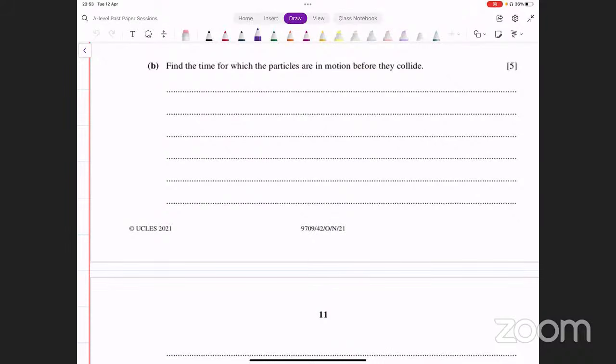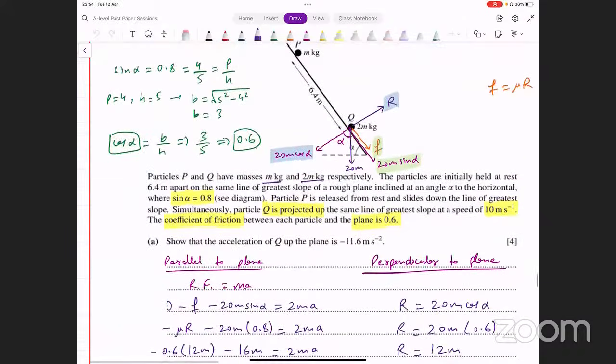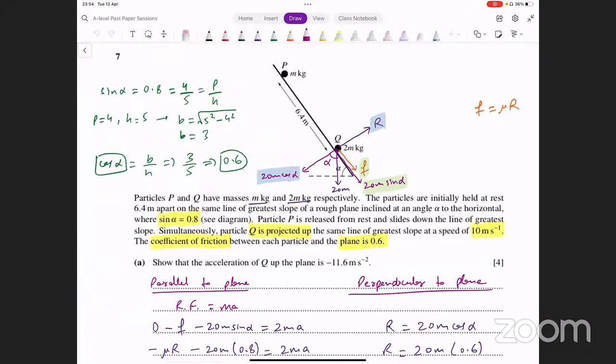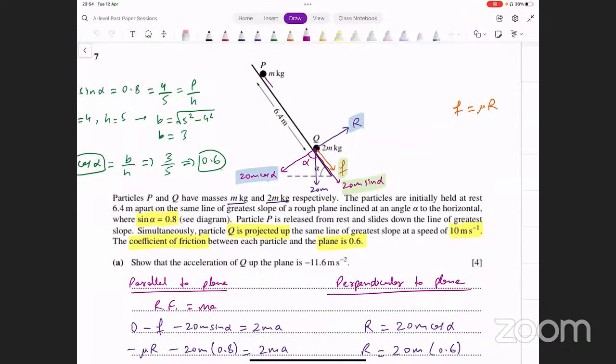अच्छा, let's look at this. Find the time for which the particles are in motion before they collide. Let's look at this figure again. अब हम दोनों particles की collision की बात कर रहे हैं, ठीक है? P is moving downwards, Q is moving upwards. At some point they collide. उस collision तक कितना time आपका पास हो गया, ये हमें figure out करना, ठीक है?